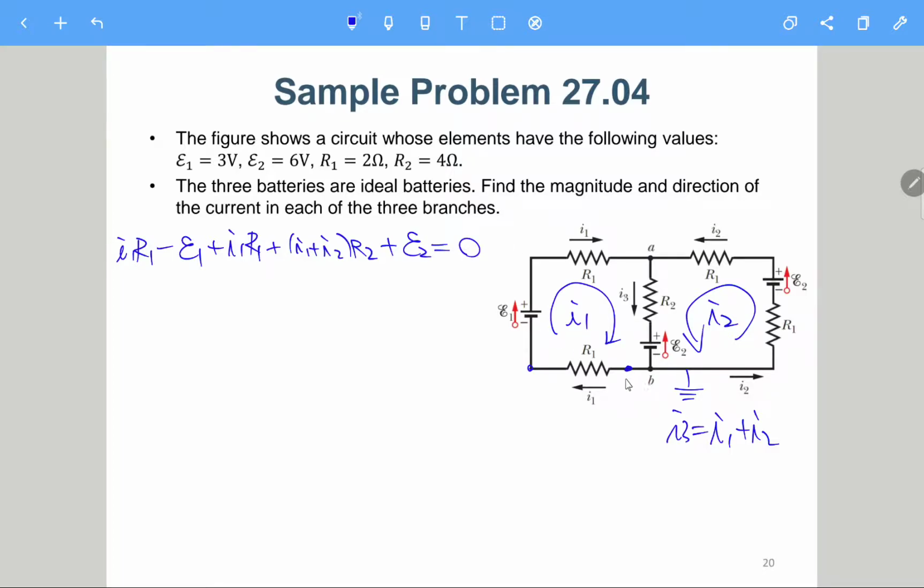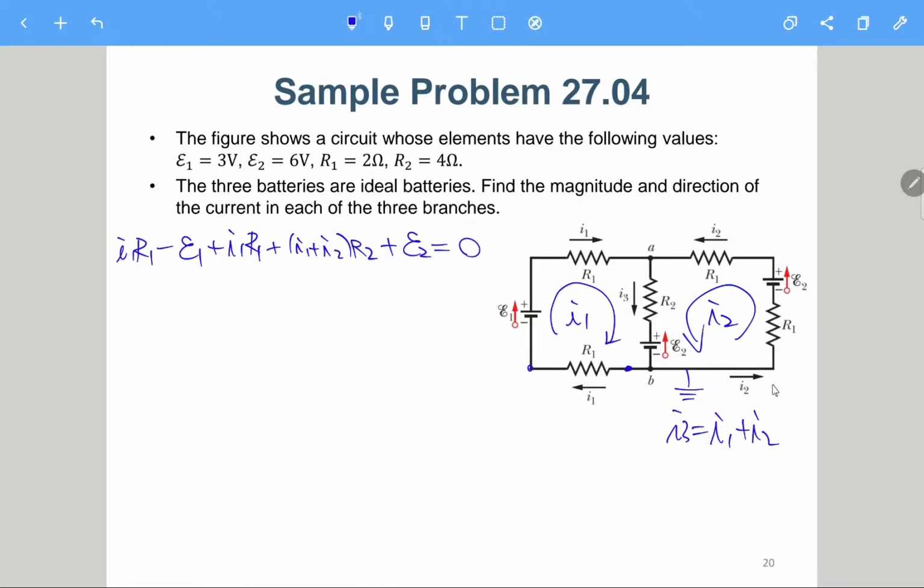Go back to the original point. So if we start from here, I1 R1 the first term, minus E1 the second term, plus I1 R1 the third term, and then plus I1 plus I2 all multiplied by R2 this term, and then plus E2 the last term. So this is the first mesh equation.